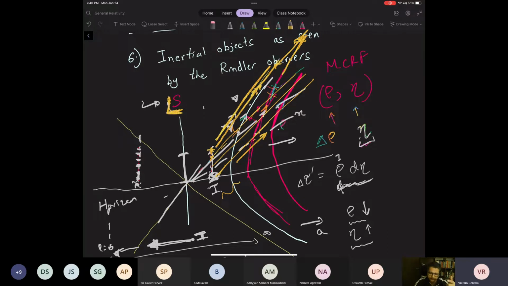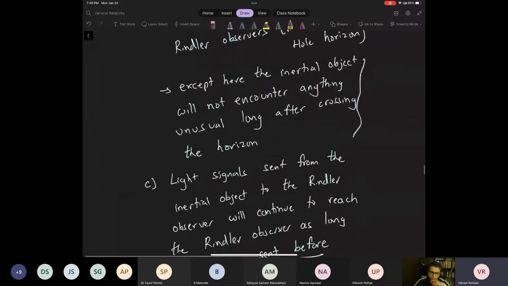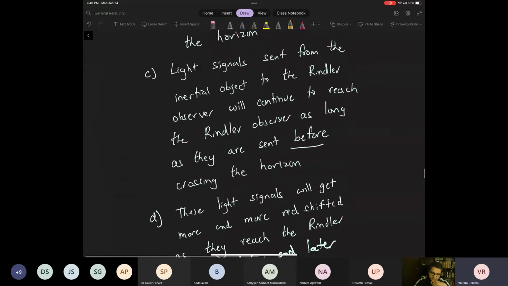So they're much closer to the speed of light, again, as measured in the frame S. Okay, so what that means is the light signals which are sent from the inertial object to the Rindler observer will continue to reach the Rindler observer as long as they are sent before crossing the horizon. Any signal that the inertial observer sends before crossing the horizon will definitely reach the Rindler observers. It might just reach them after a very long time.